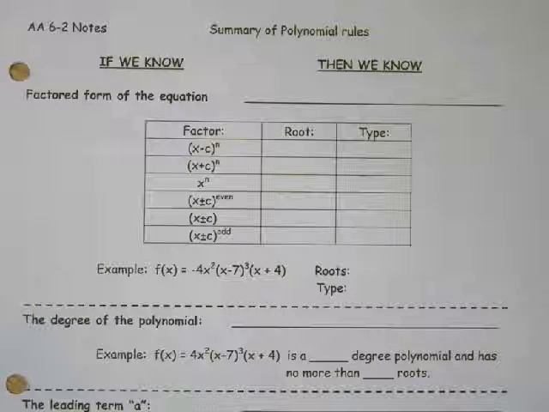Right, so on AA6-2, we are determining, based on the investigation we did in 6.1, the rules that are associated with those various polynomials.